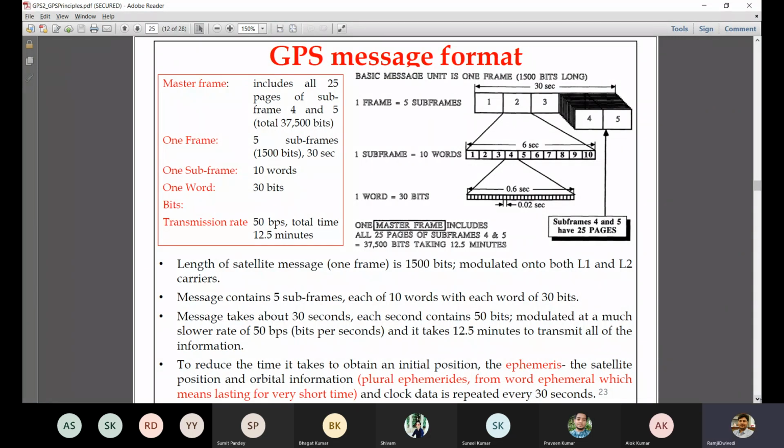You can divide 37,500 by 50 bps, you will get 750. You divide 750 by 60, you will get 12.5 minutes. That's it.